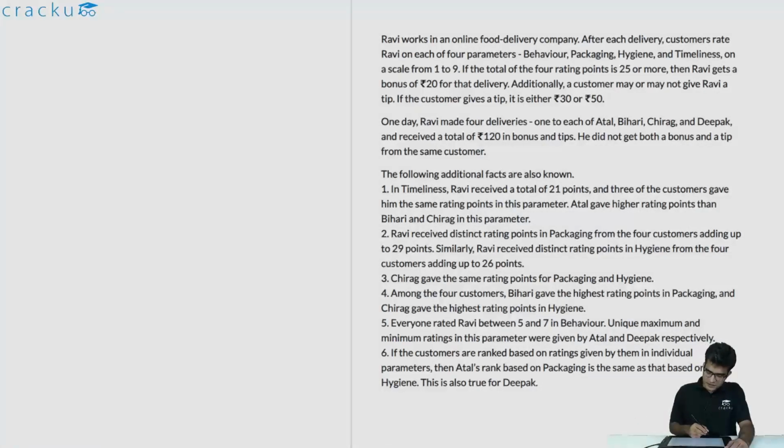In this question, we are told that there was one person who works in a food delivery company and customers rate him across 4 parameters. The 4 parameters are behavior, packaging, hygiene and timeliness. The rating is from 1 to 9. And there will be a total of the points that he has received across all the 4 parameters.